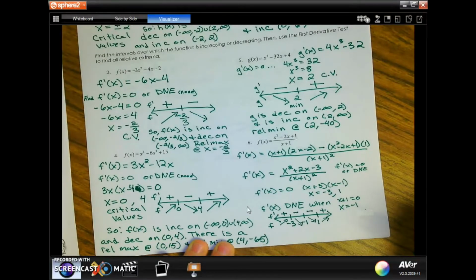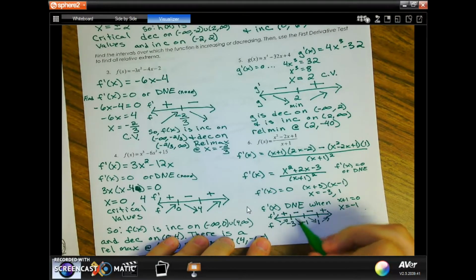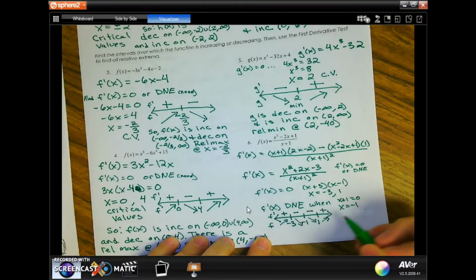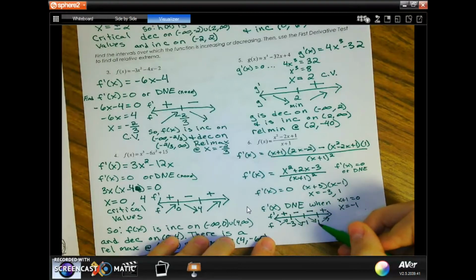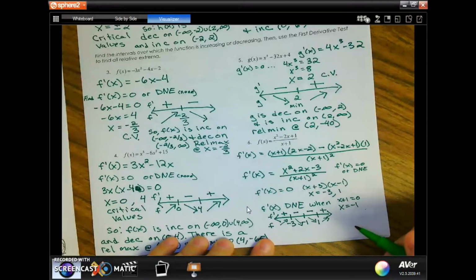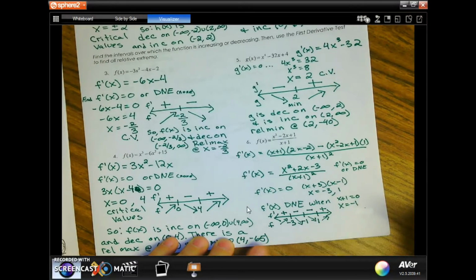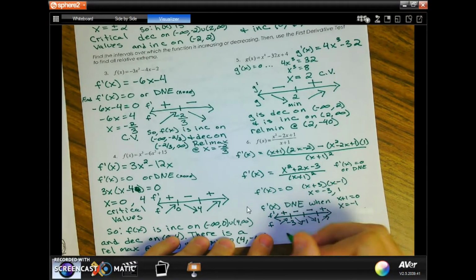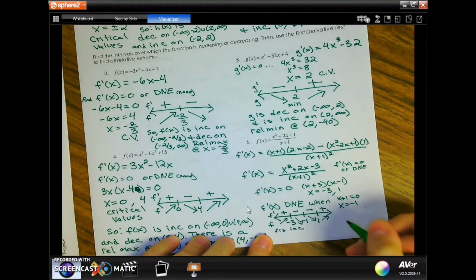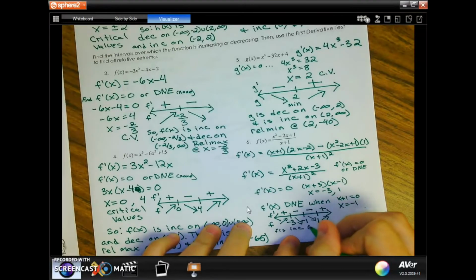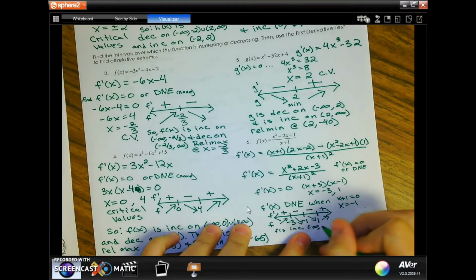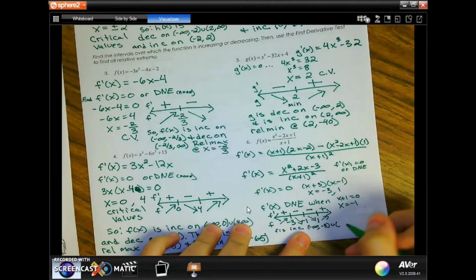Okay? So when you go from increasing to decreasing, that means this is going to be a max. And then this here, when you go from decreasing to increasing, that's going to be a minimum. So I do have a relative max and a relative min. And I also have areas of increasing and decreasing. So I'm going to say that f is increasing over the interval negative infinity to negative 3, union then again from 1 to infinity.